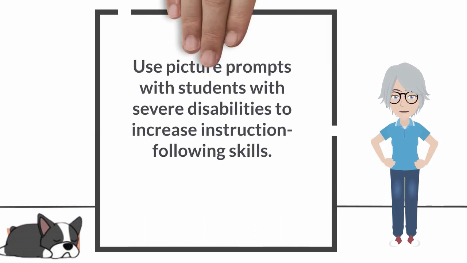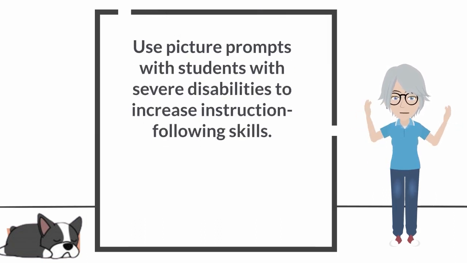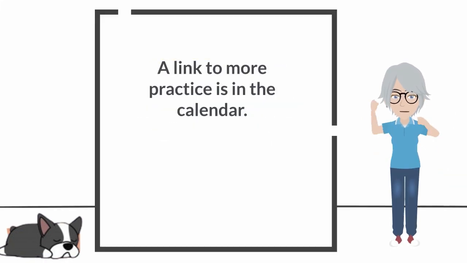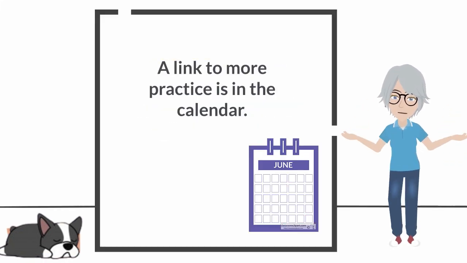Let's try another one. Use picture prompts with students with severe disabilities to increase instruction following skills. The dependent variable is, and the independent variable? I'll put a link to a few more practice ones in the calendar.